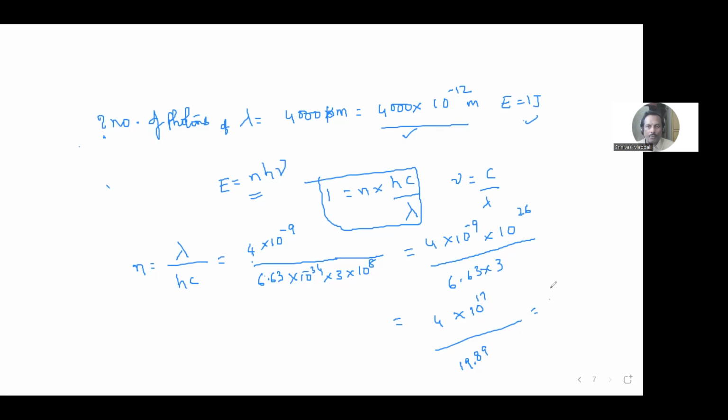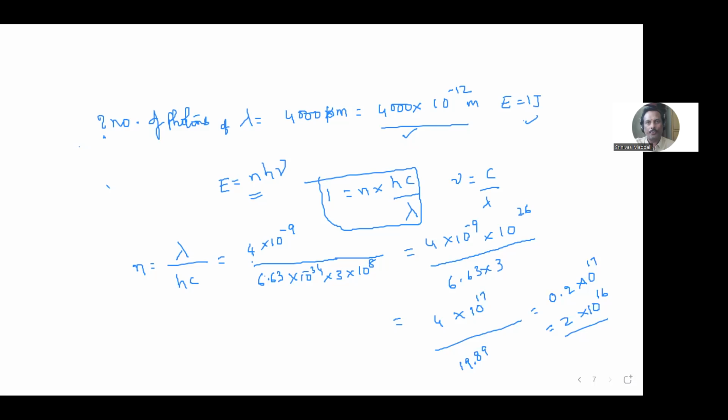In the sense, it becomes how much? 0.2 into 10 to the power of 17. Or you can write it as 2 multiplied by 10 to the power of 16. So 2 multiplied by 10 to the power of 16. This many photons are required in order to produce 1 joule of energy. So what is the other part of the problem? The other part of the problem is you have to find out the wave number of the light.